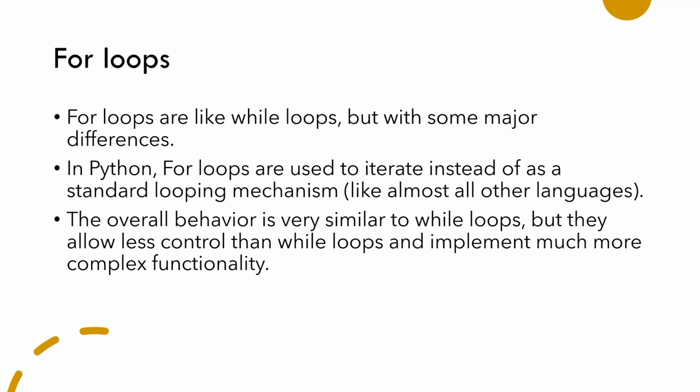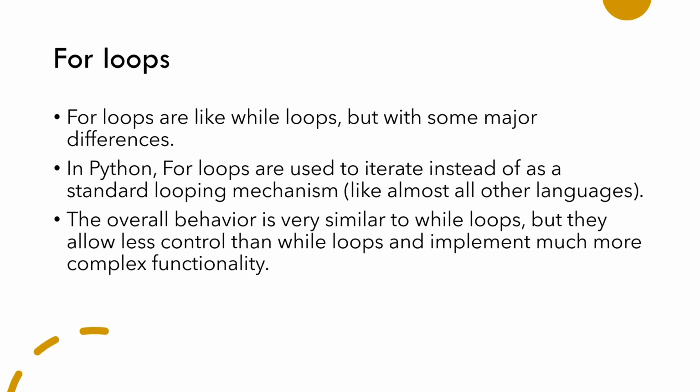In Python, for loops are used to iterate through something that could be iterated upon instead of just a regular looping mechanism. Almost all other languages have their for loop be very similar to the while loop with a little bit more structure, whereas in Python for loops are mechanically very different to while loops, but in terms of behavior, they behave in the same way. They give less control to the programmer, but they are much smarter. They can do a lot of stuff in a single line that would take several lines of code in a while loop to be accomplished.